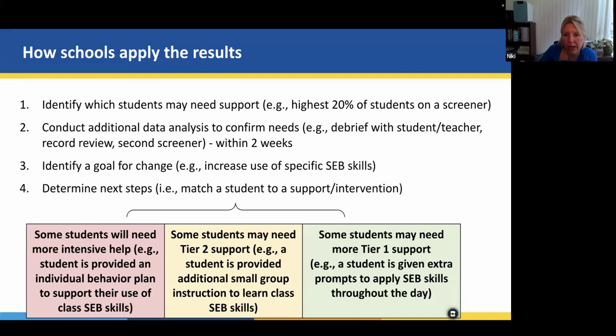And then some students might need more intensive help. So through the second screening, it might be identified that no, the student is really struggling and it's looking like it's going to be really hard to get them to catch up to their peers in a specific area. So that could mean we need more individual and intensive support for the student.